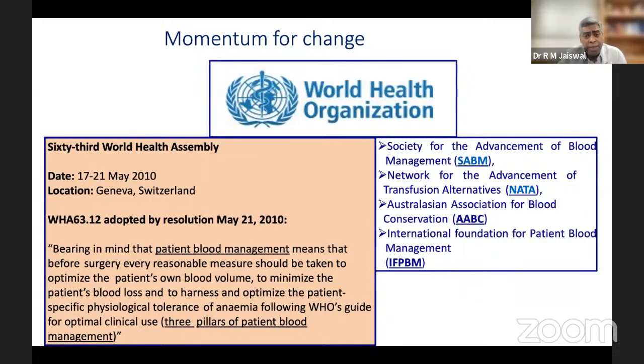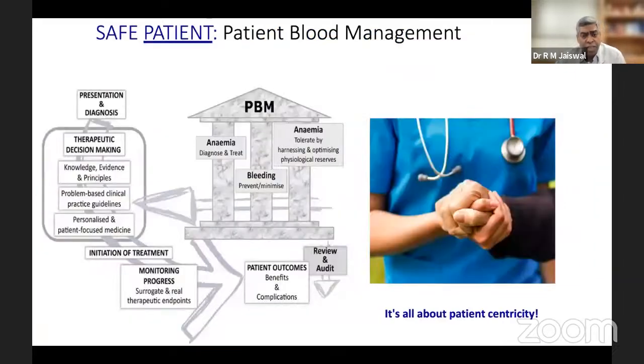And there are a lot of societies working on this: Society for Advancement of Blood Management, Network for the Advancement of Transfusion Alternatives, Australian Association, and International Foundation of Patient Blood Management. These are the major societies working for the conservative transfusion strategy. And when we are talking about the safe patient, the patient blood management role automatically comes.